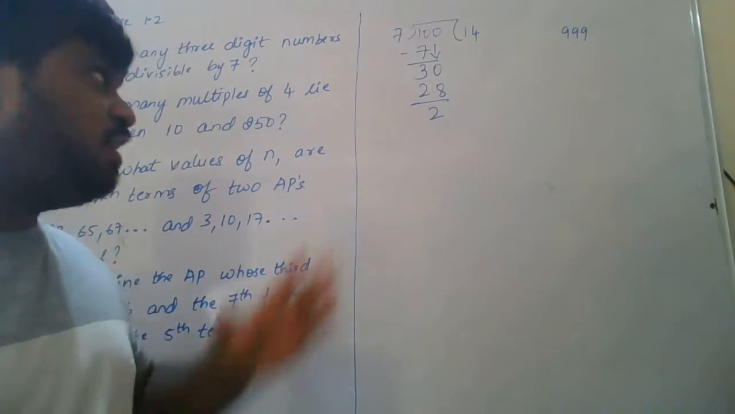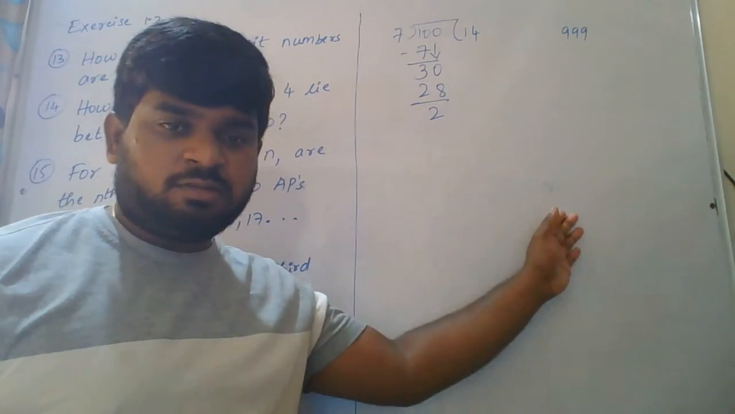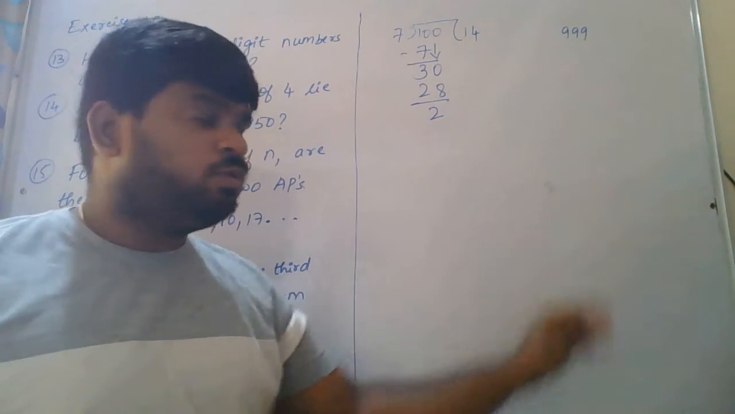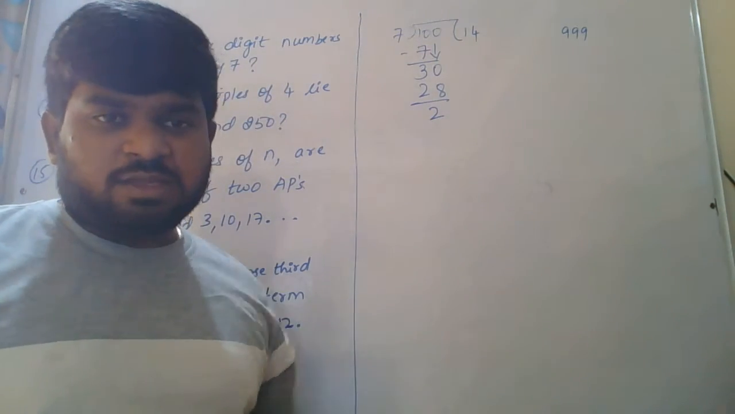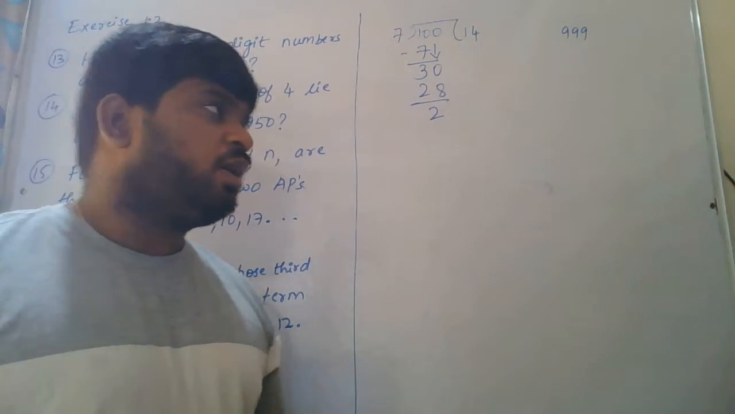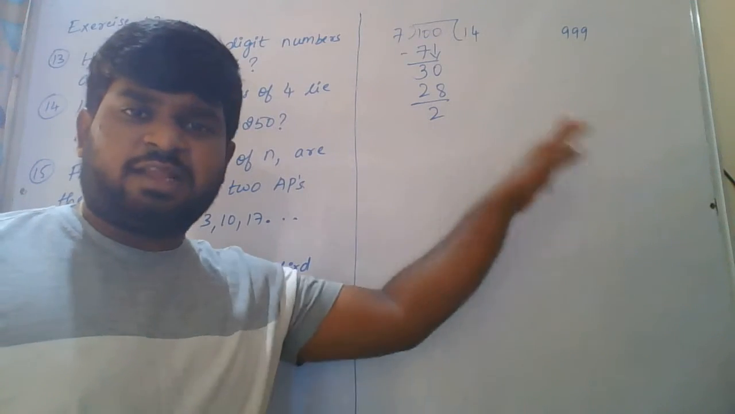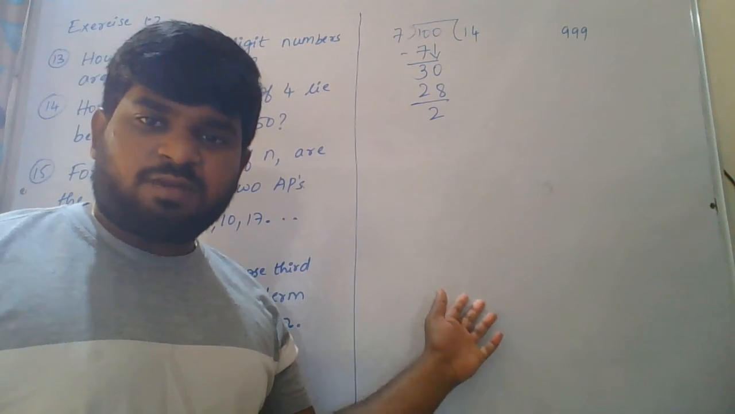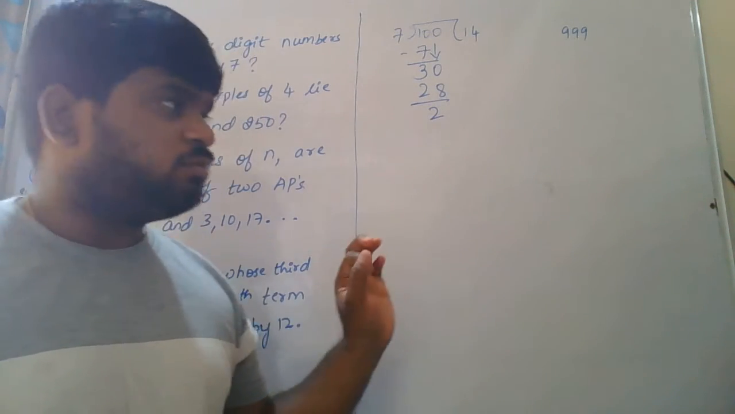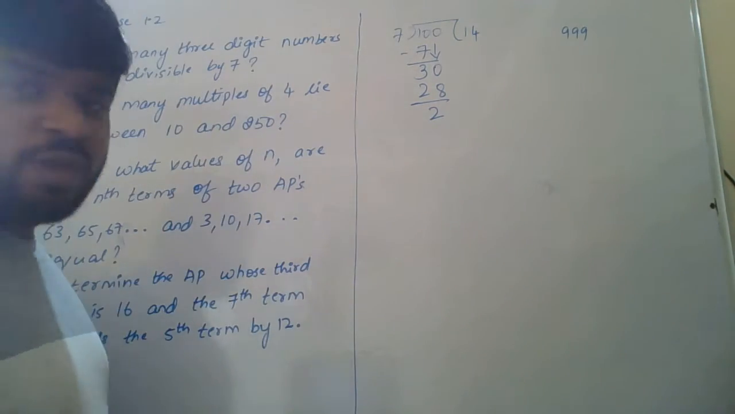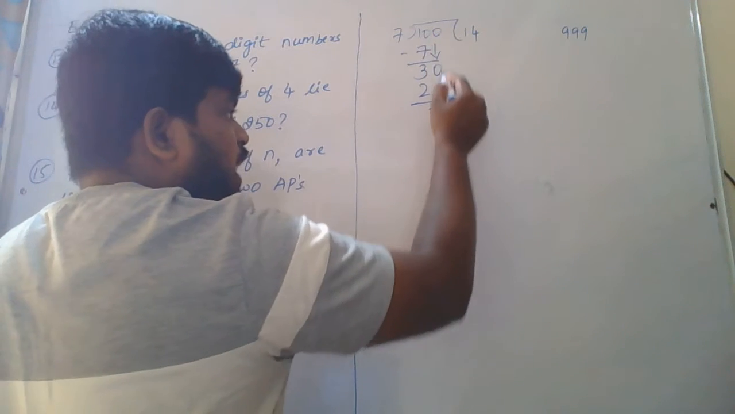Okay. After 100, we have 101. Let's check with 101, then if it is not divisible, 102. But we can't keep doing it like this, right? It will take some time. That is also a correct way: if 100 is not divisible, check the next number, 101, and if it is not divisible, the next number. You can do it, that is also fine, but it will be time consuming. So what you can do is subtract.